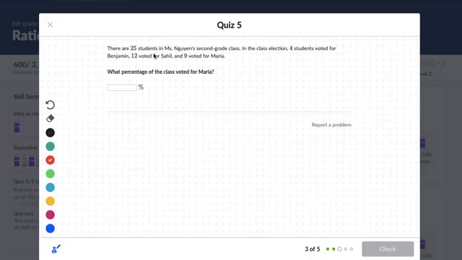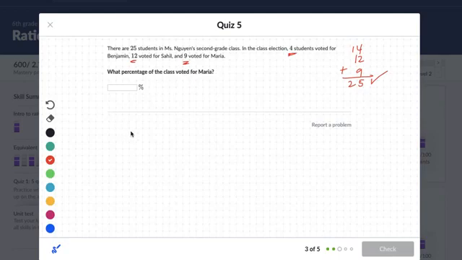All right, for this question, there are 25 students. Let's see, 4 were for Benjamin, 12 were for Sahil, and 9 were for Maria. I first want to check if these add up to 25. Let's see, 4 plus 12 plus 9. 4 plus 12 is 16, 16 plus 9 is 25. Yes, okay, so everybody voted. That's good to know.